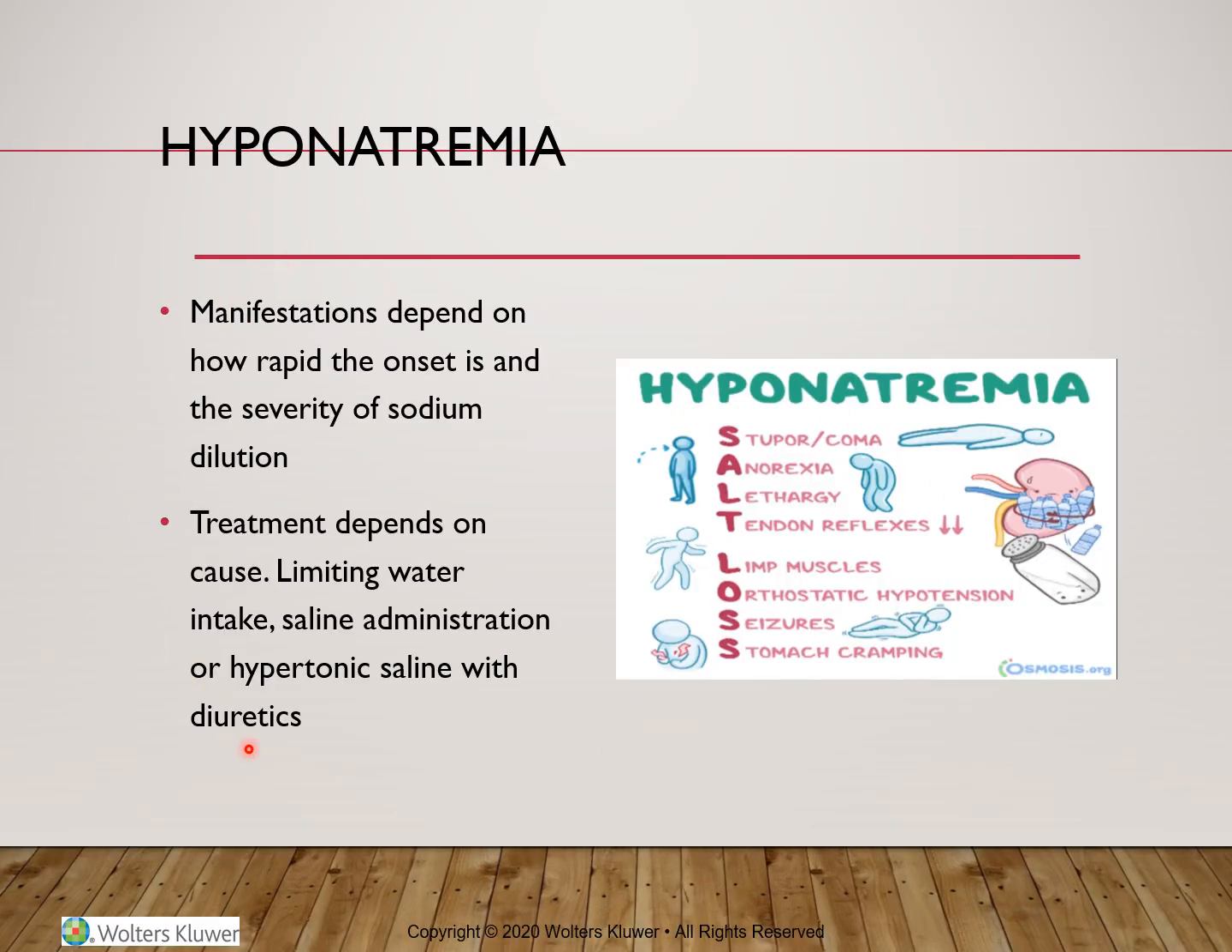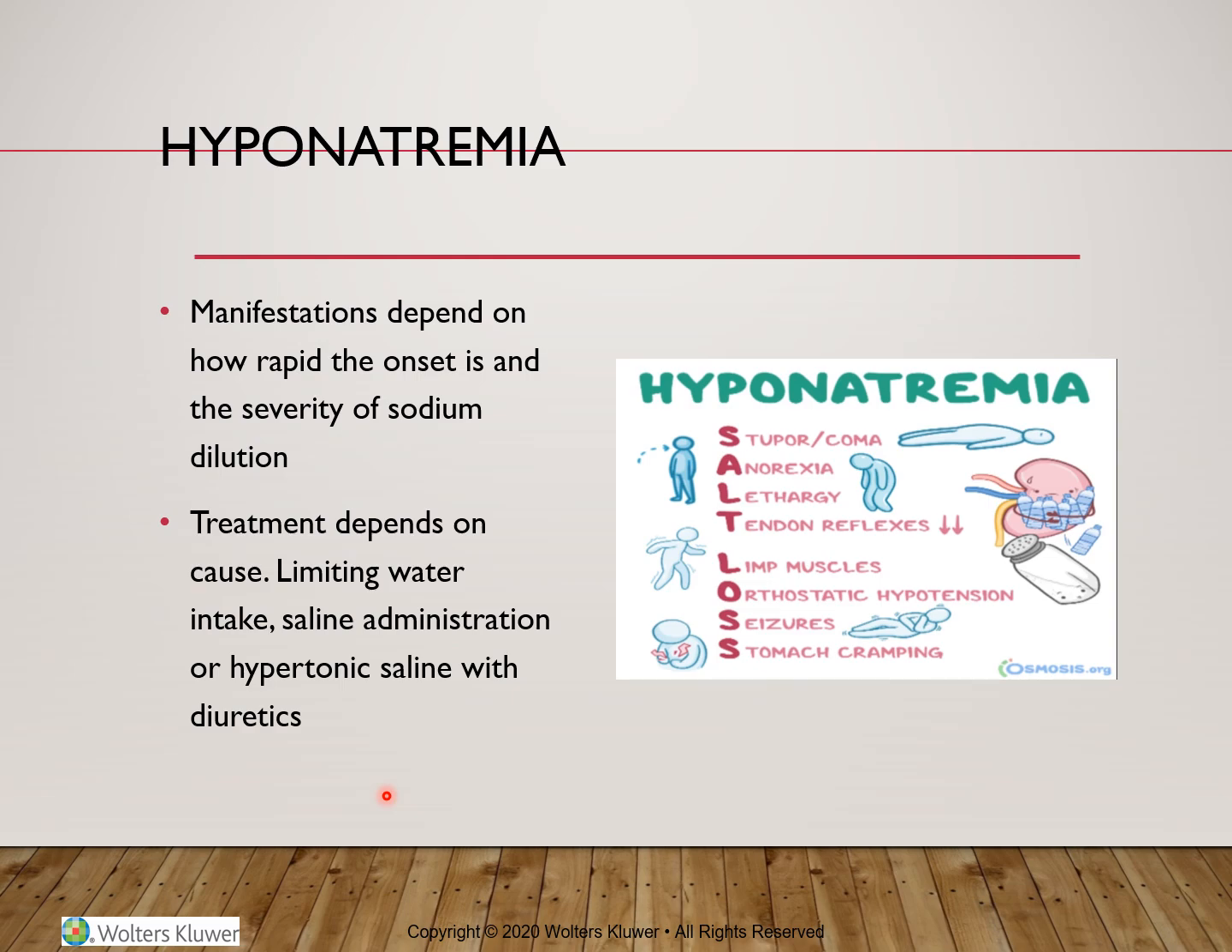Hyponatremia's clinical manifestations often depend on how rapid the onset of hyponatremia is and the severity. We can get pretty far out of normal sodium ranges before patients start to show signs and symptoms of hyponatremia. But you can remember them by this little acronym, SALT loss. Stupor and coma, so they can have neurological changes, loss of appetite, they become lethargic, and their deep tendon reflexes tend to be depressed. They also get limp muscles, orthostatic hypotension. They can develop seizures and stomach cramping. So that's a good way to remember some of the common hyponatremic clinical manifestations.